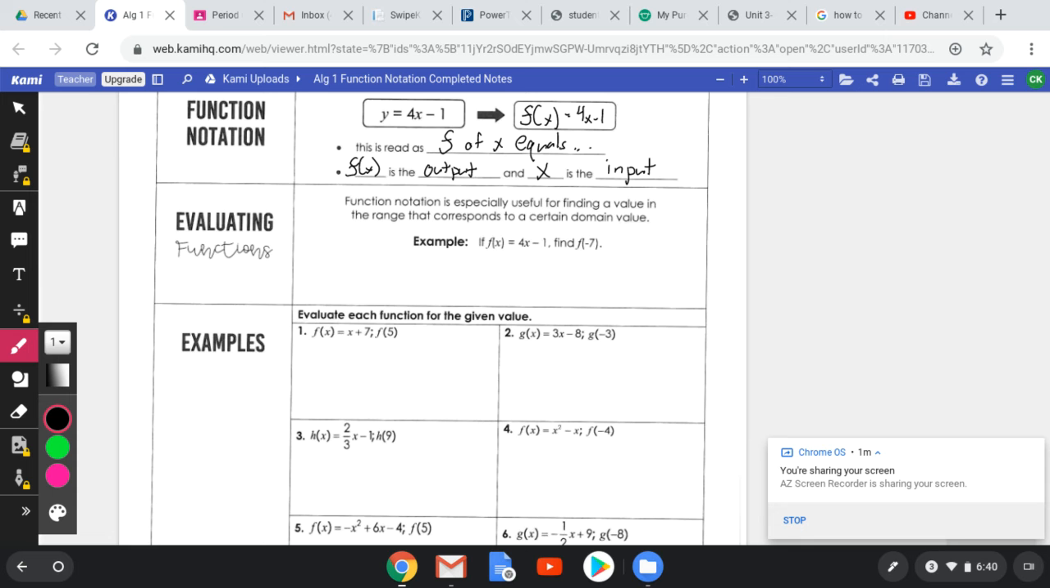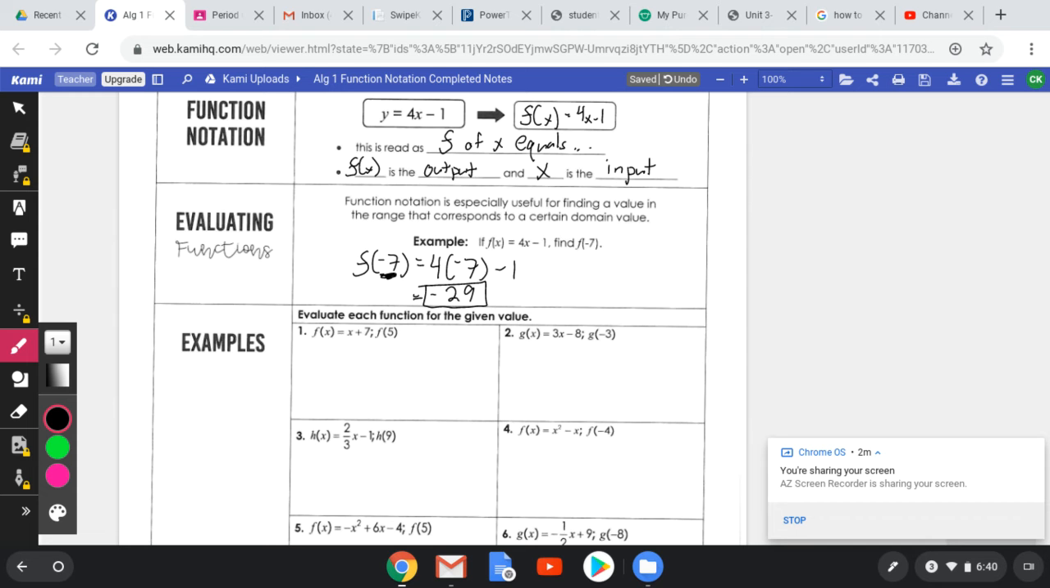What this means is this. You will see it written like this, f of negative 7. But all that means is whatever's on the inside, whatever's in the parentheses, you plug it in everywhere you see an x. So instead of 4x, you're going to have 4 times negative 7 minus 1. And then you're just going to do the math. 4 times negative 7 is negative 28, minus 1, negative 29, and there you go. You are done.